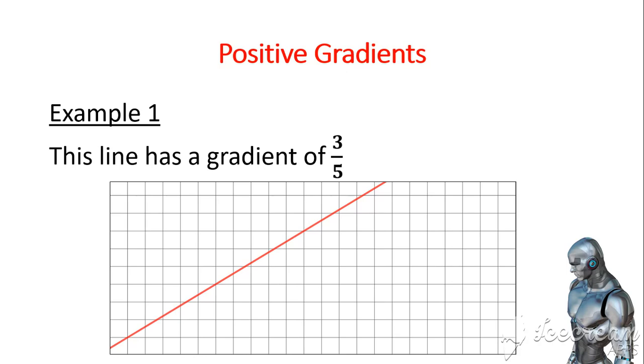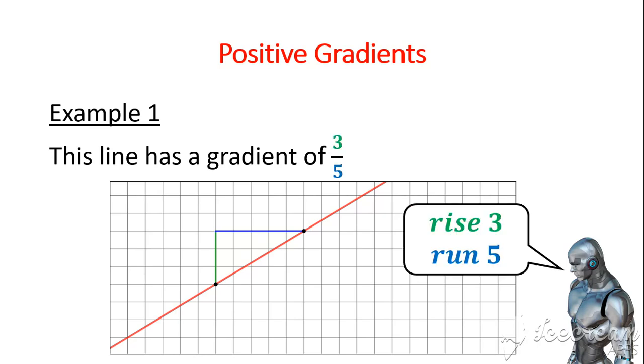Right, straight into example 1. This line has a gradient of 3/5, 3 over 5. So we're going to pick 2 points on the grid, and we know to get from one point to the other, we must rise up 3 squares and run across 5 squares. So we rise 3, run 5. Now it doesn't matter which 2 points I pick, so long as they are on the grid, where the 2 grid lines intersect. To get from one point to another, we must rise up 3 squares and run across 5 squares.